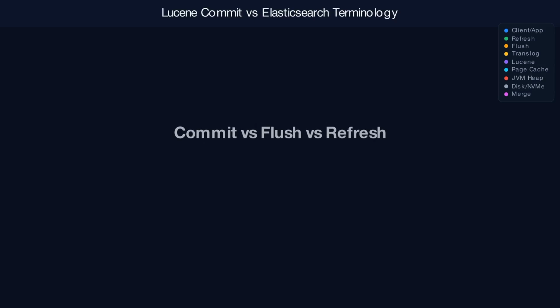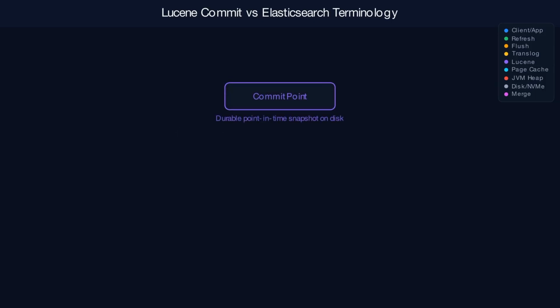Under the hood, Lucene has the concept of a commit point. A Lucene commit creates a durable point-in-time snapshot of the index on disk. Elasticsearch's flush operation is tightly related to this durability process.